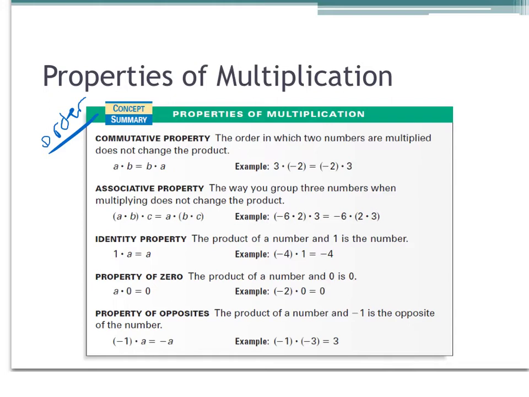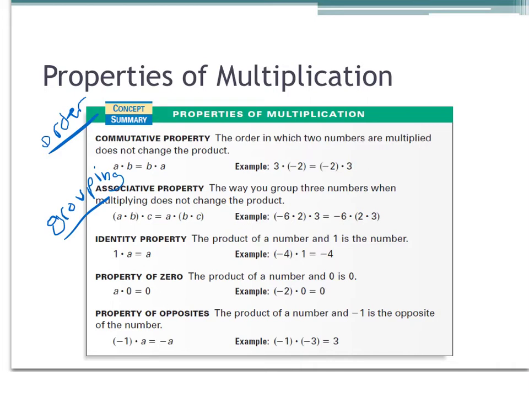So in looking at our example here in algebra, a times b, grouping the a and the b, and then multiplying c, will be the same thing as if I were to group the b and the c together first, and then multiply in a. So again, instead of order, now we're talking about grouping. And that's how you keep these two properties straight. Associative talks about grouping. Commutative just talks about order.